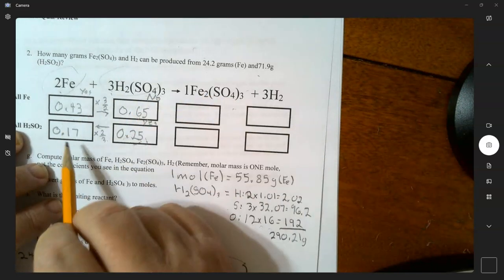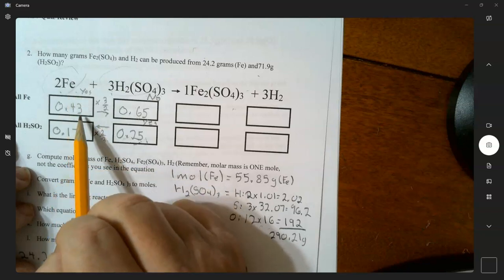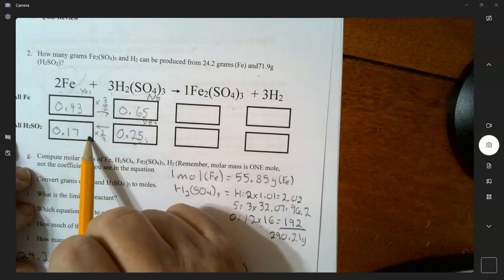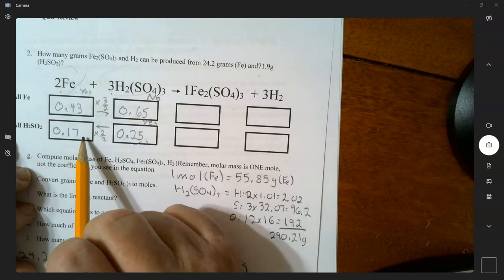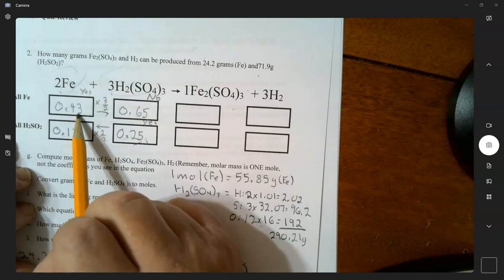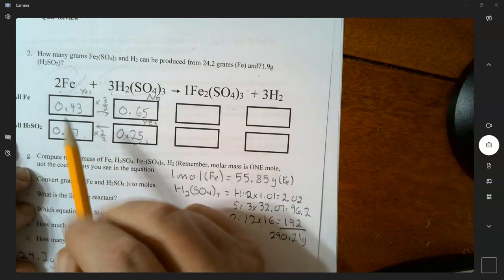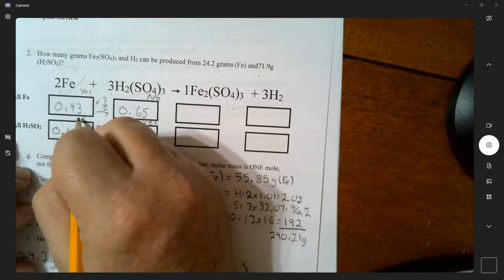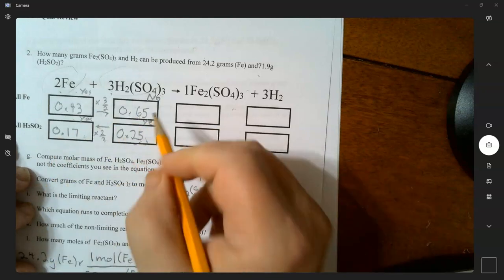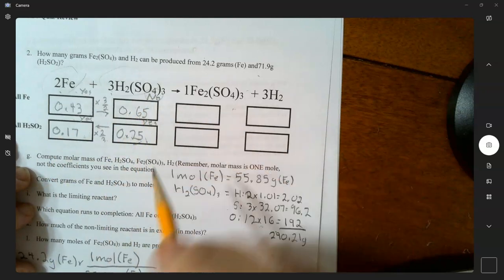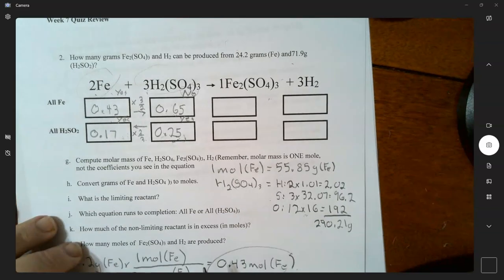Okay. And to combust all the H2SO4, we need 0.17 moles of Fe. Do we have that much or more? Yes, just look up here. Yes, we have more than 0.17. So that's a yes. So 3 yeses and a no. So this is the no. Okay. So now we're going to go down and answer the questions.